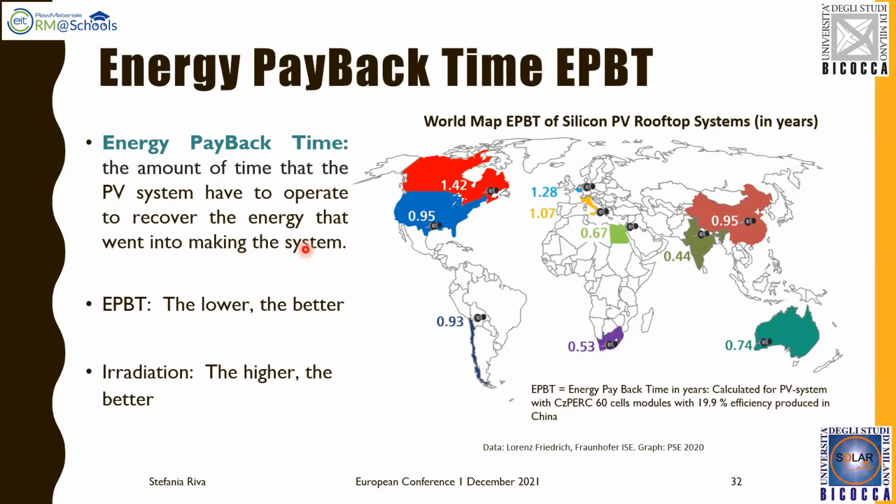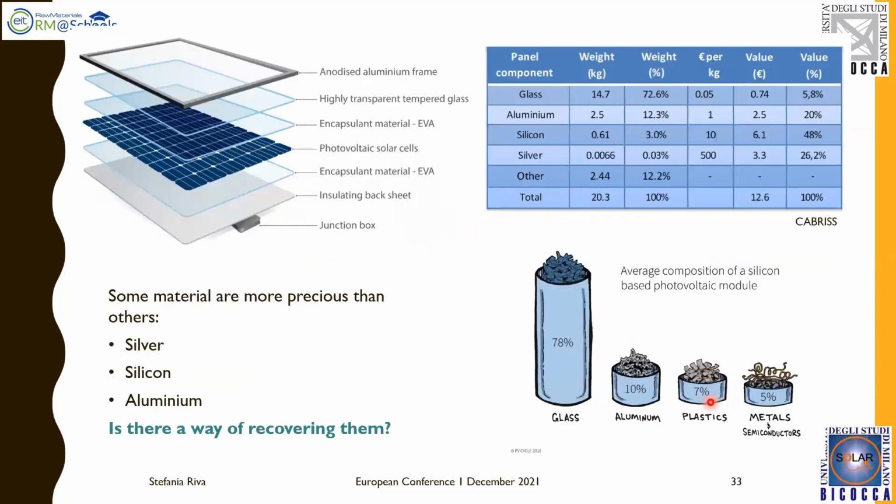And in general, this is almost 1 year, depending on the region where the installation of the photovoltaic has been done. And looking better at the materials that form the photovoltaic module, you can see here that we have 4 main components: glass, aluminum, silicon, and silver, where the most abundant element in this solar module is the glass.